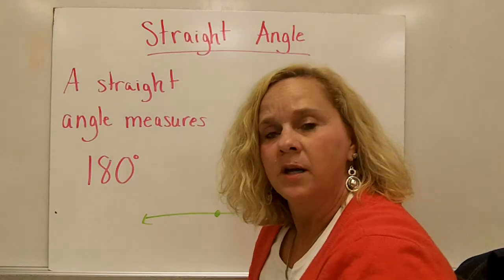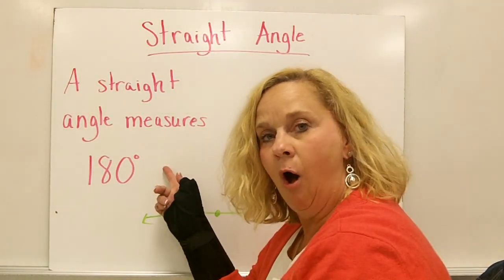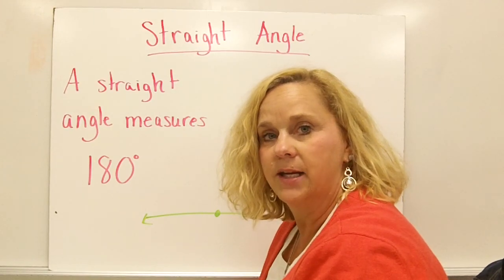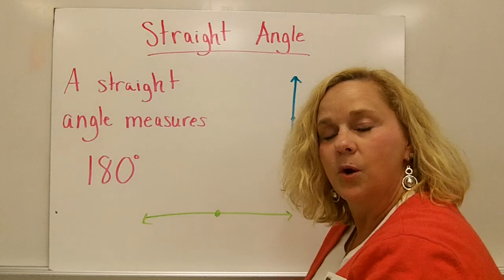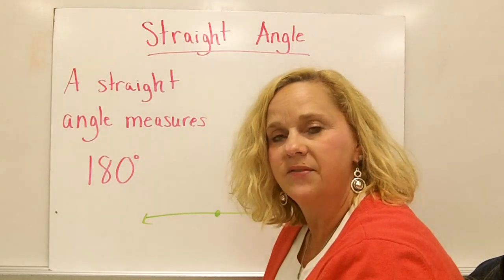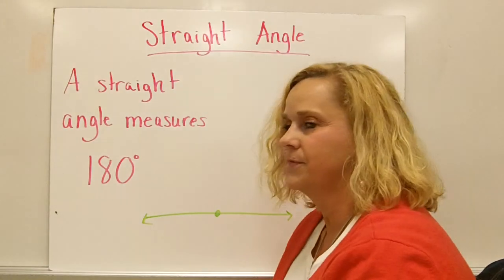The last angle that we're going to talk about in class is going to be a straight angle, and a straight angle always measures 180 degrees. And I have 2 straight angles here for you. So we're going to be working on 3 different kinds of angles: acute angles, obtuse angles, and straight angles.